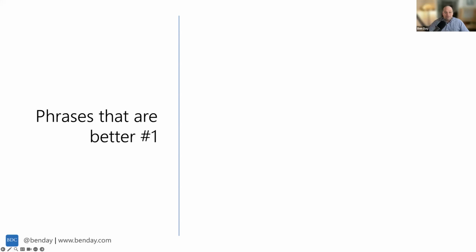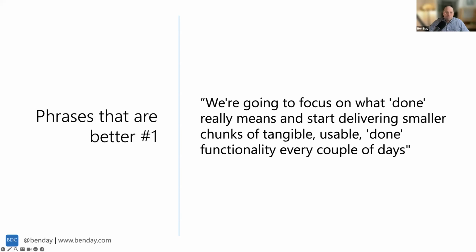So here are some phrases that are better. One of four: we're going to focus on what done really means, and we're going to start delivering smaller chunks of tangible, usable, done functionality every couple of days. So this is actually saying what we're going to do and why we're going to do it. We're going to focus on what done means. We're going to drive delivery about how we're working on features. We're going to drive it to done every couple of days. We're going to try to deliver to you on a regular basis.